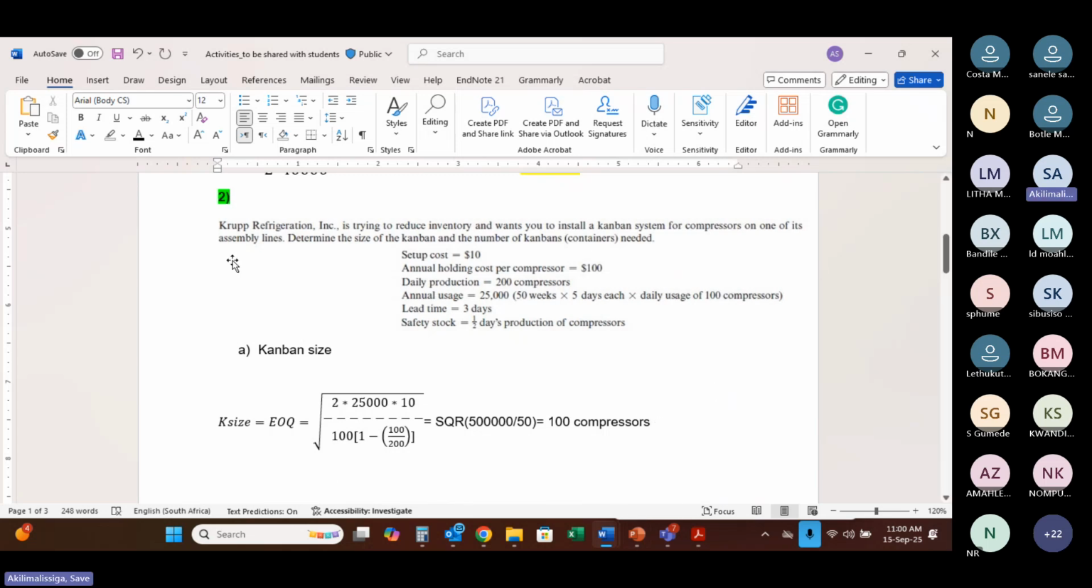Now we're gonna move on to the next part of the question. It says that was the size. Now it says that you also need to determine the number of Kanbans or the number of containers needed. So let's just write here B, number of containers. And I'll put between brackets Kanbans. So that is what we're going to calculate next.